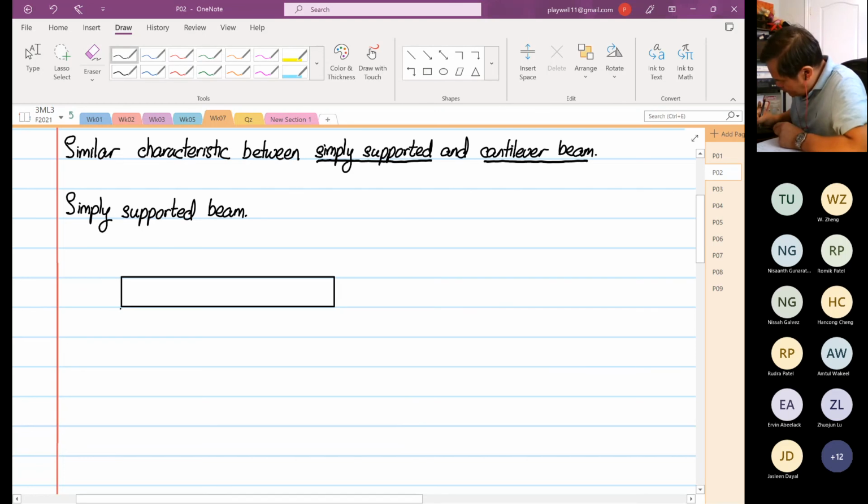So you have point A, you have point B, and then we have the load exactly on the center.